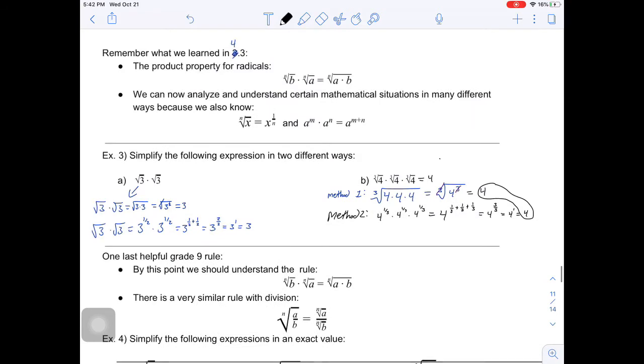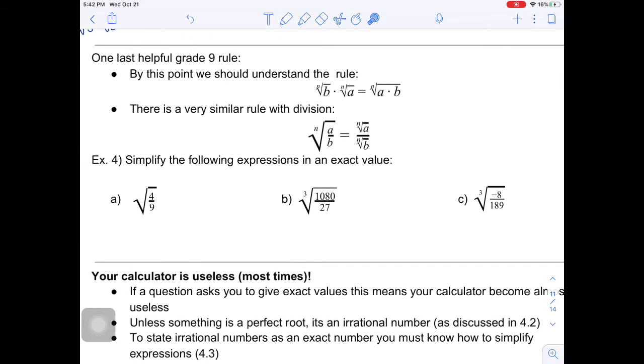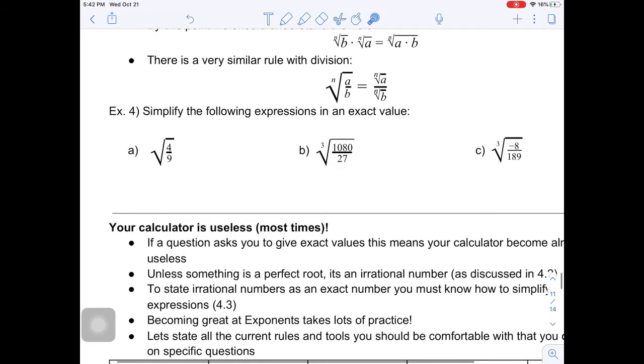So now we have a bunch of different tools already to analyze different types of questions. Now let's learn one more rule, kind of refresh our memory on a grade 9 rule. By this point, we should be really comfortable with our product rule. Now, a very similar rule is the division rule. It's where you have a similar index and you have a fraction inside. What you can actually do is separate those and divide them. So the nth root of a over b is the same thing as nth root a divided by nth root b. Okay, so let's simplify the following expressions in the exact value.